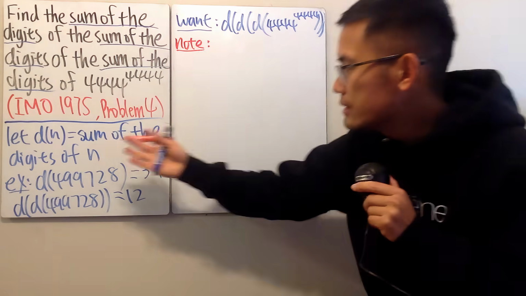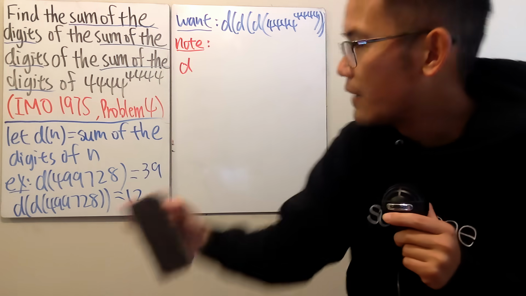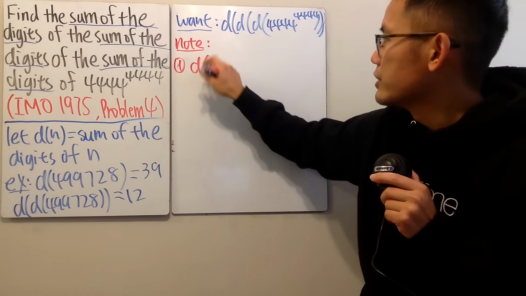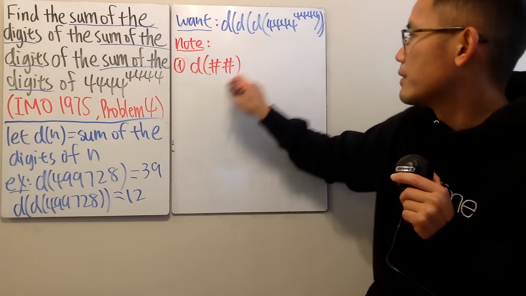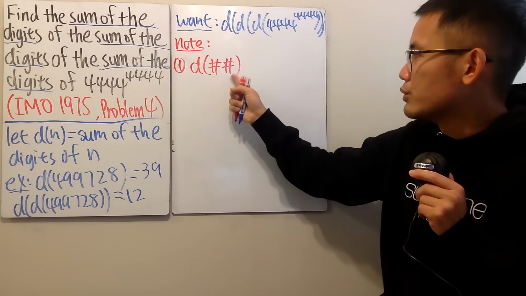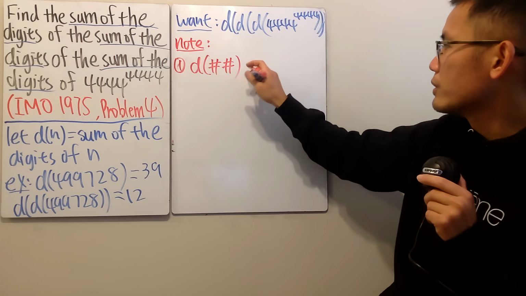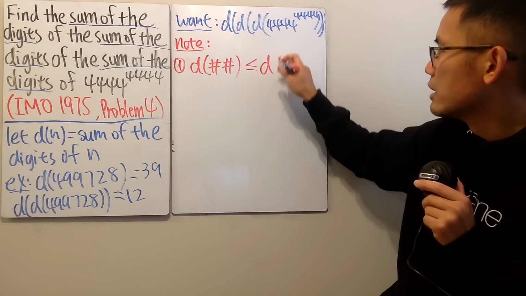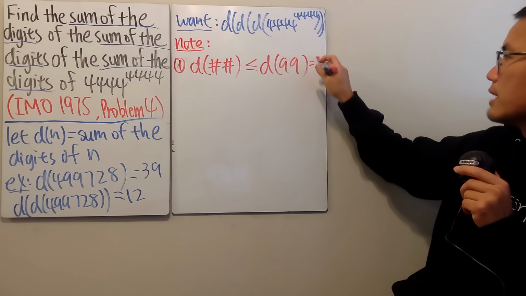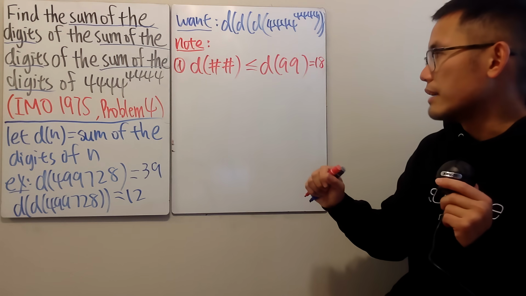So first of all, let's investigate the digit sum function a little bit. The first thing is, if you are trying to find the digit sum of a two-digit number like this, whatever these two numbers are, the biggest this can be is the digit sum of 99. And of course, 9 plus 9 is 18. So the digit sum of a two-digit number is at most 18.